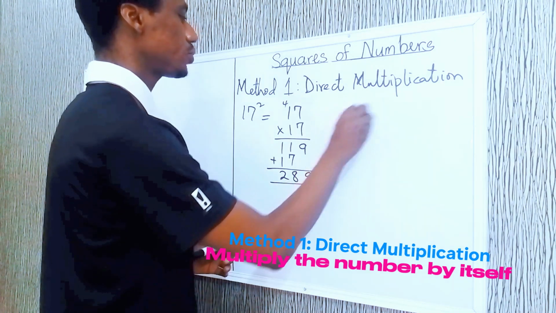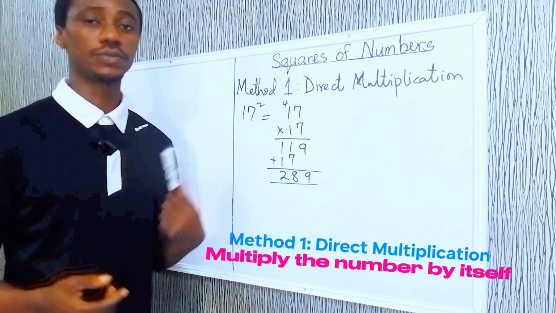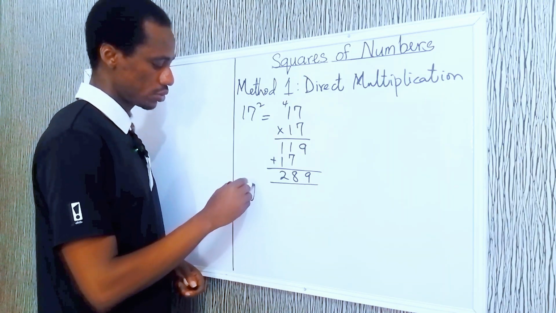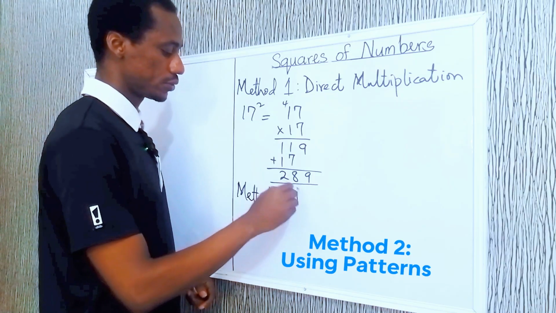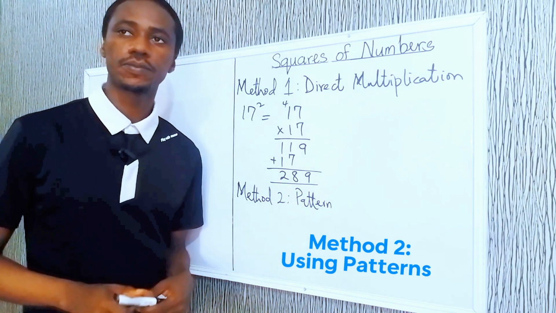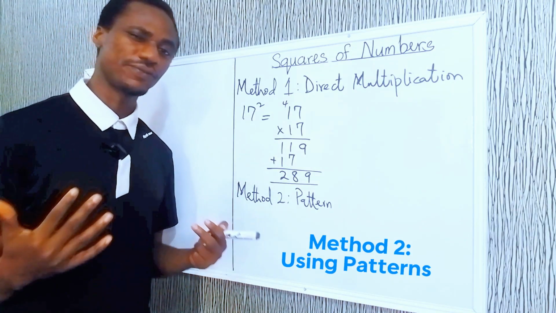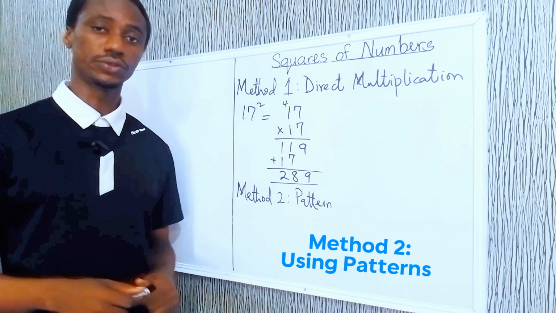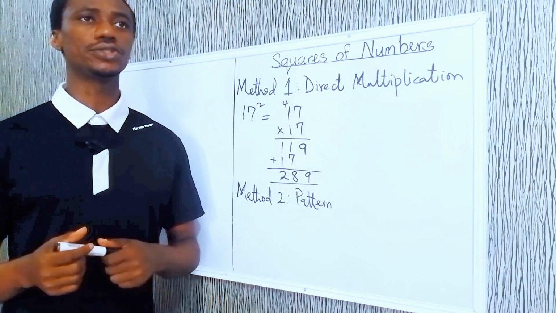Now the second method is by using patterns. If you look at your multiplication facts, which you've mastered from 1 to 20, like I told you in the first video, then you would have seen the pattern. But in case you have not seen it, I'll call your attention to it.